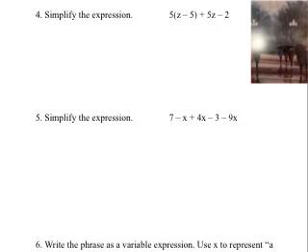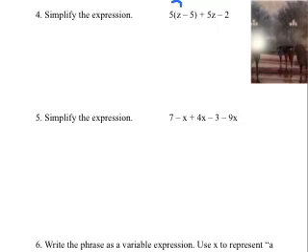Number 4, simplify the expression. 5 times, parentheses, z minus 5, close parentheses, plus 5z minus 2. Now just because there are letters in there doesn't mean you have to give up all hope. We can't do anything with the z minus 5, but our first multiplication or division is 5 times that parentheses. So, we use our distribution property.